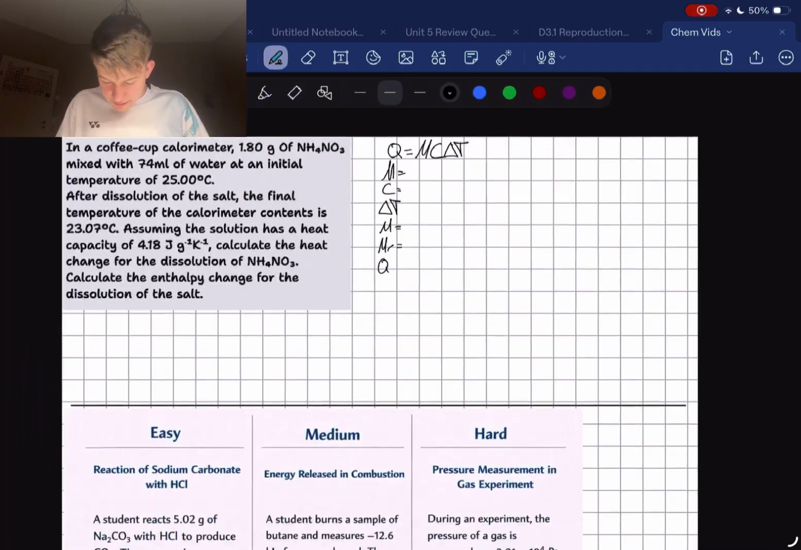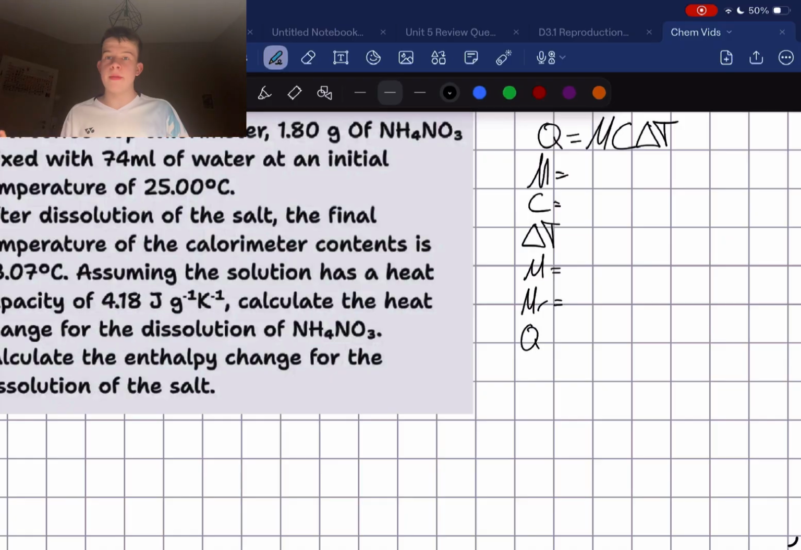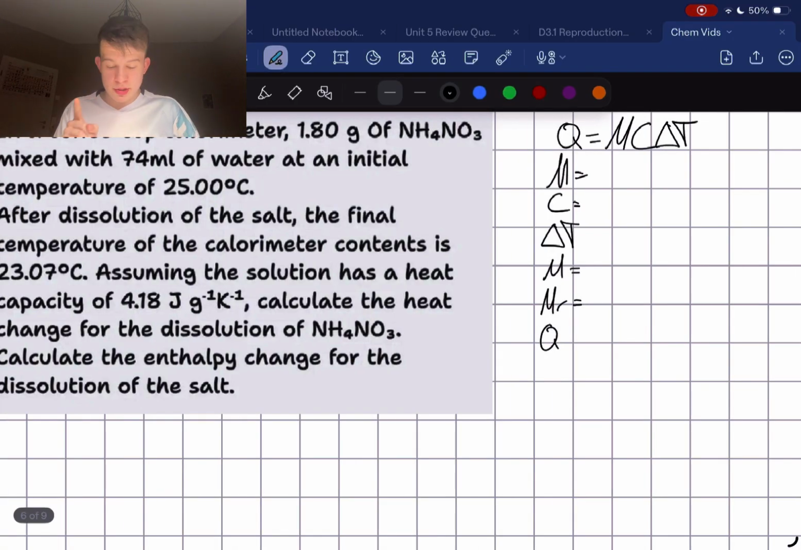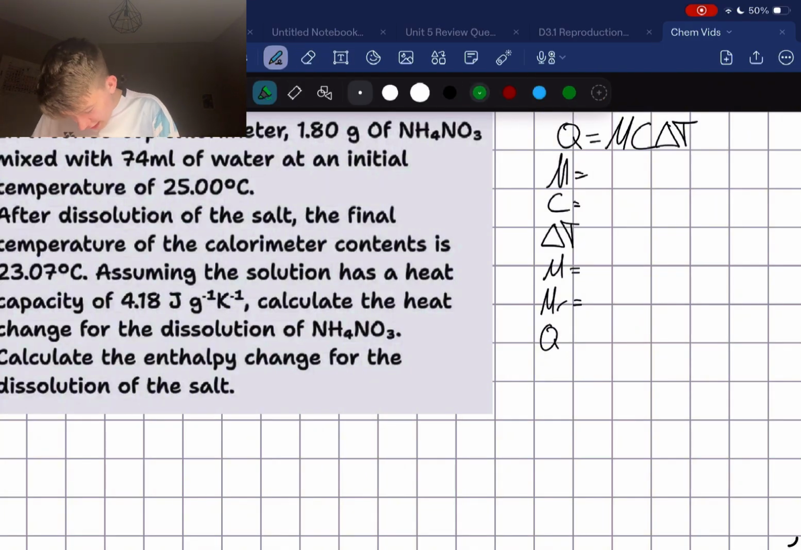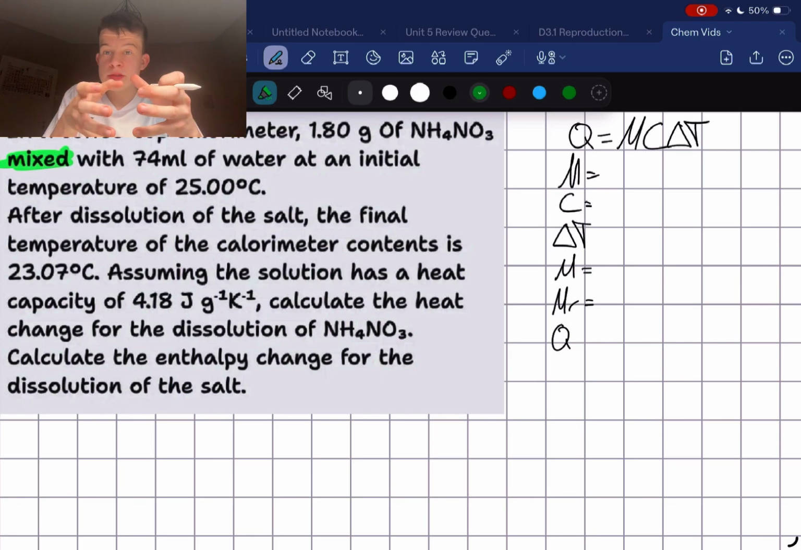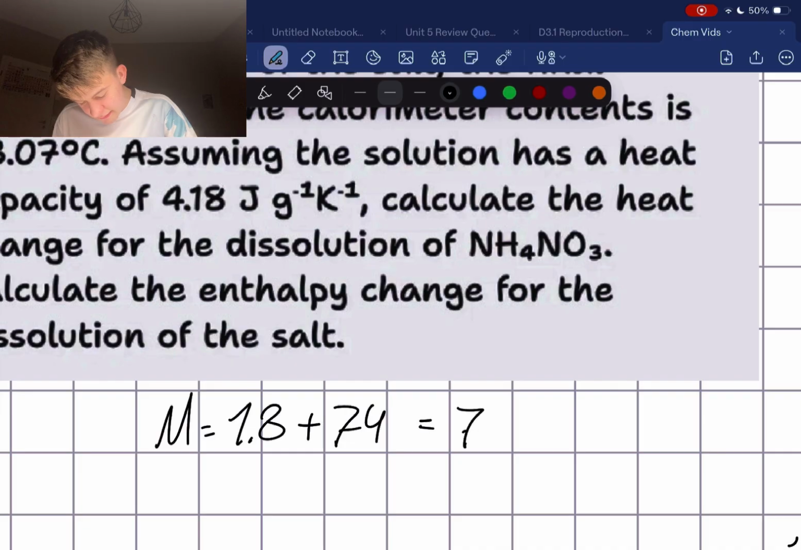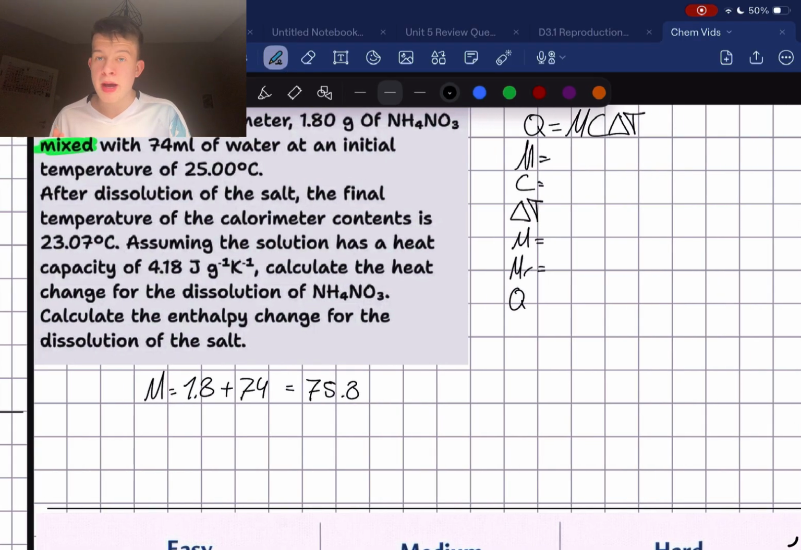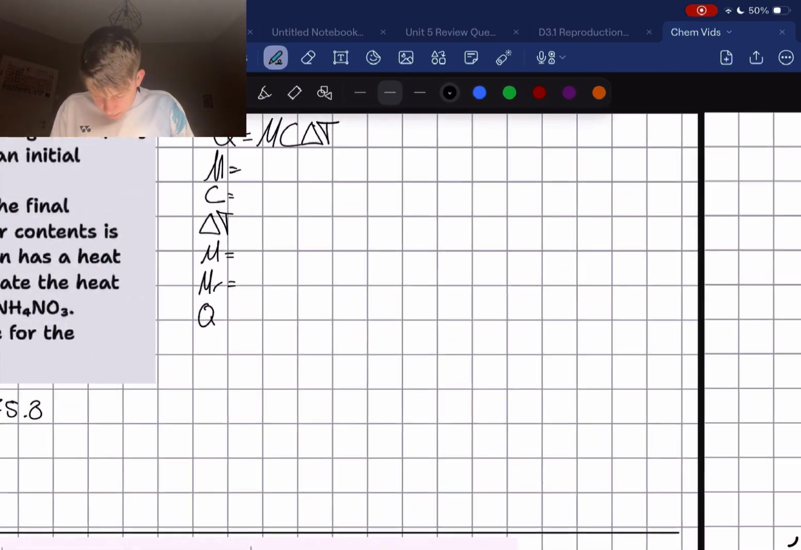Okay, so what do we do first? We first try to find out the mass. This is a really tricky question because it says mix. If you mix it, right here, it says the word mix. If you mix it, it means we take our 1.8 grams and we add them to the amount of water. So M equals 1.8 plus 74, which will give us 75.8. That is our mass. If you mix it, it's like that.